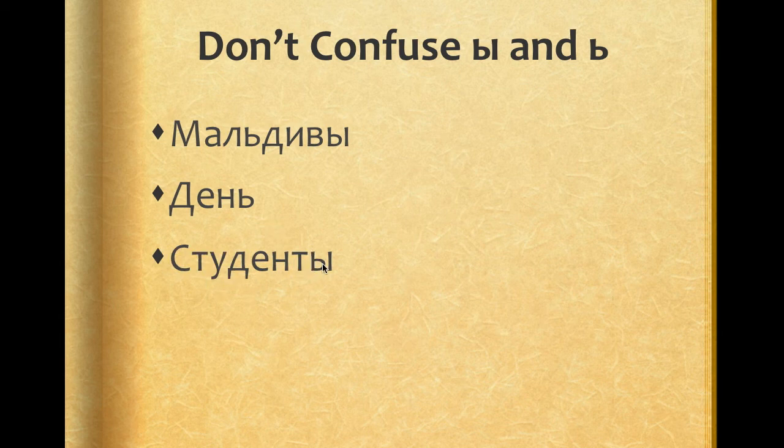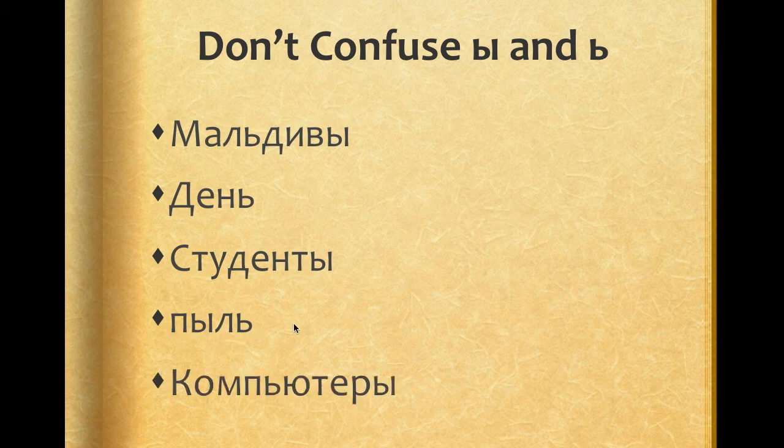How about here? Okay, there we see it, and it's got the lowercase L next to it. We know it's the ы sound. Студенты. Good. How about this one? Oh, no. This one has both. So, which is which? This is ы, and this is мягкий знак. So here we go. Let's try and pronounce it. Пыль. That means dust.